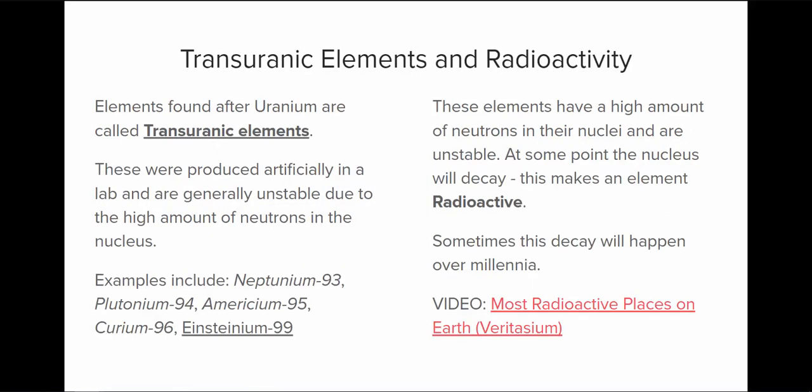So, if you're looking at a periodic table, you'll notice the element uranium, number 92 on the periodic table. Everything past that has a label called transuranic element, meaning past uranium. For instance, number 93 on the periodic table is neptunium, and number 94 is plutonium. Anything past number 92 is considered a transuranic element. And that doesn't just mean, oh, it's past uranium.